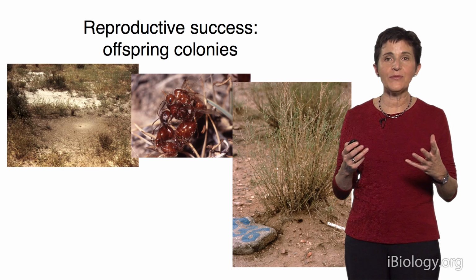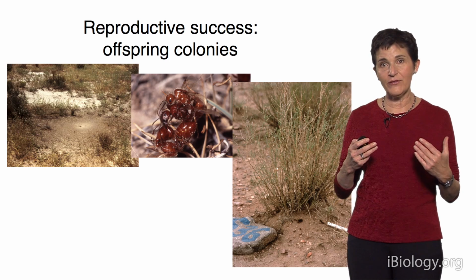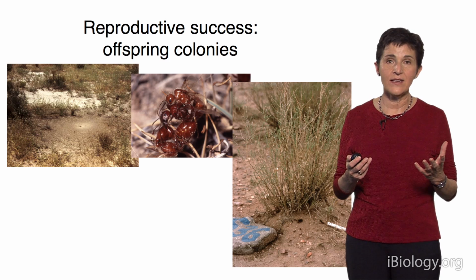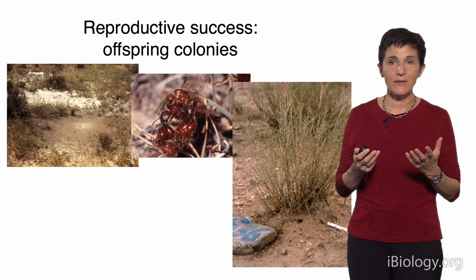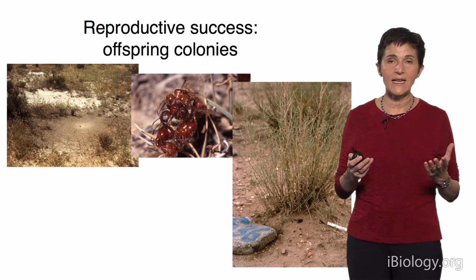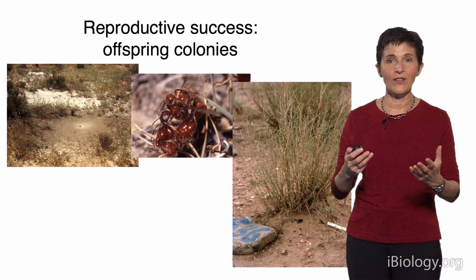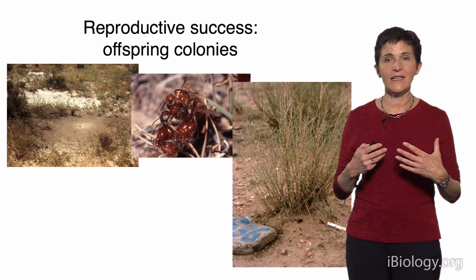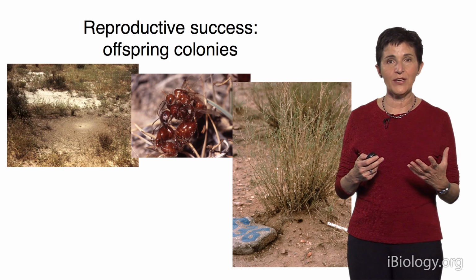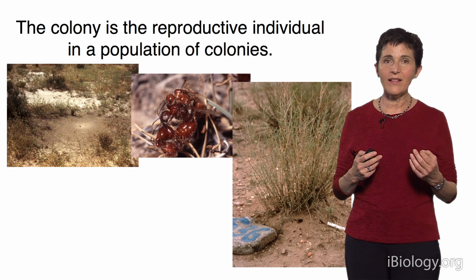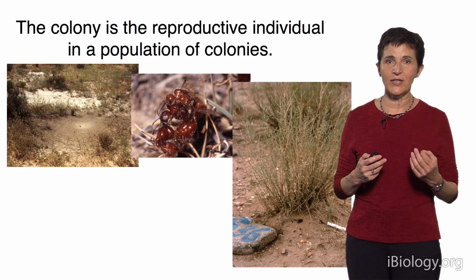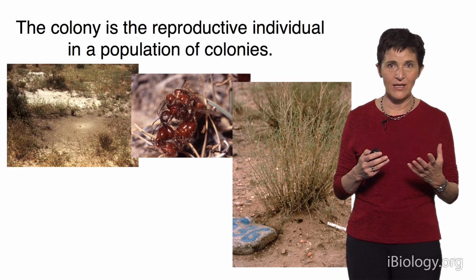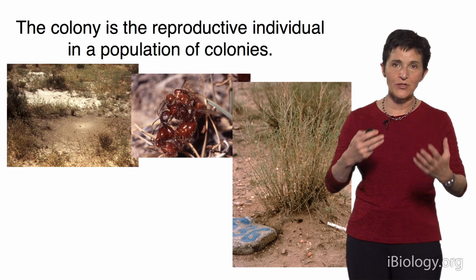And so it hasn't really been possible to measure the evolution of the collective behavior of social insect colonies because we've never really been able to measure reproductive success. How many colonies does another colony produce? But because of my long-term data in this population, we've been able to do this. The colony is the reproductive individual in a population of colonies. And so I want to tell you a little bit about how a colony reproduces, how colonies produce more colonies.